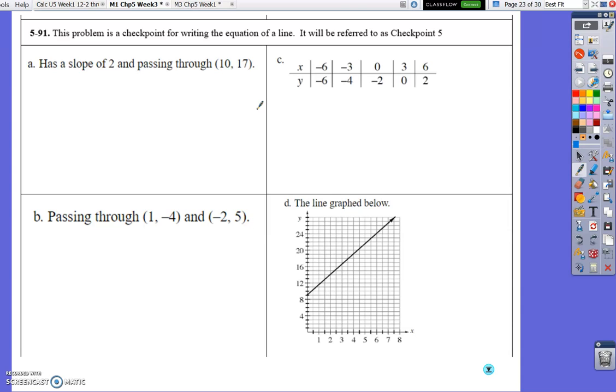And then these last four, this is a really important checkpoint. This is a checkpoint for writing the equation of the line. It is checkpoint number 5. This is a critical skill, being able to write equations of all these lines given all this information. So I'm going to leave you to this one. If you need some help with it, please sign up for office hours so we can go through it. That would be for Thursday. Or come see me, we can also talk about it in class.